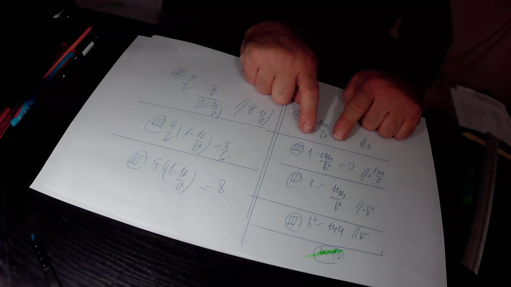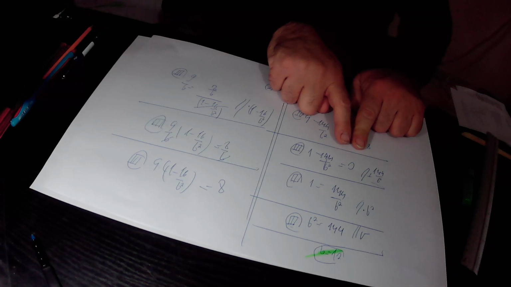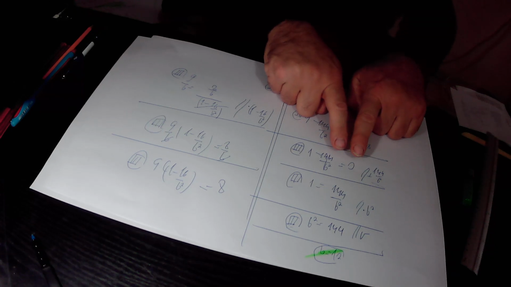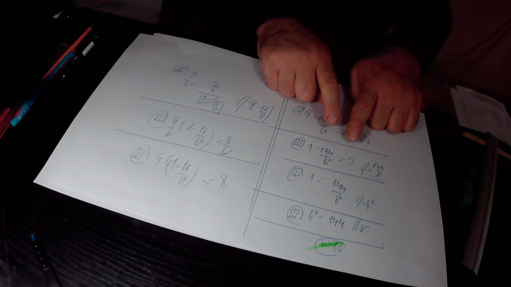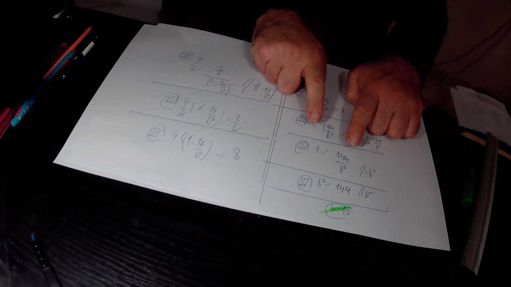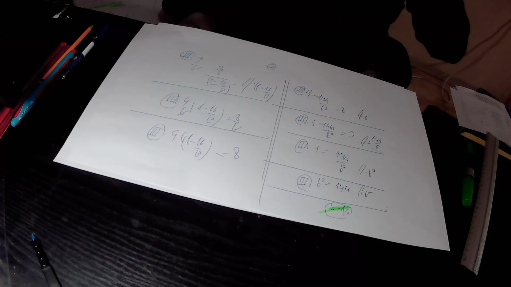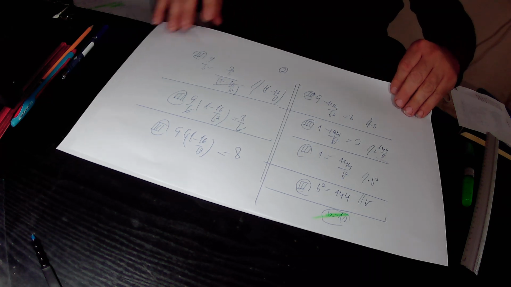Here we add 144 over b squared to this equation, so minus 144 over b squared gets cancelled, while on the other side 0 plus 144 over b squared equals 144 over b squared. So 1 equals 144 over b squared. Here we multiply this equation by b squared, and finally found out that b squared equals 144. Taking the square root, b equals the square root of 144. The square root of 144 is 12. In total, b equals 12.